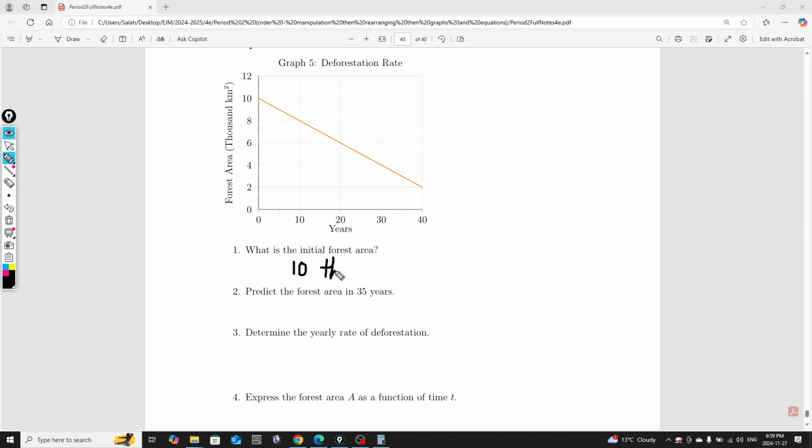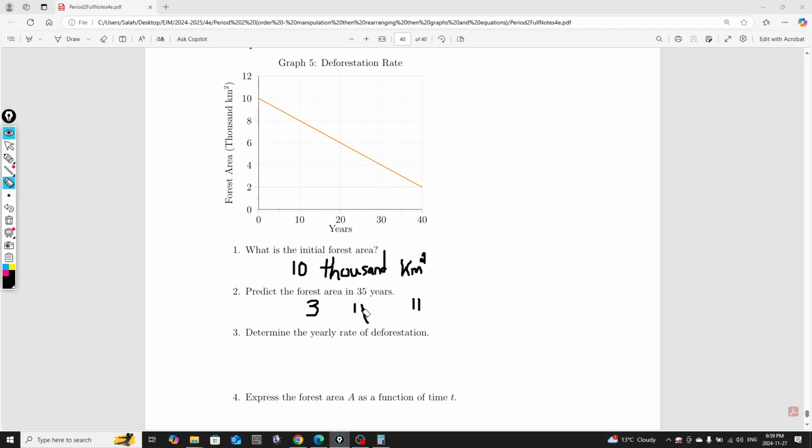Maybe I'll just write that down. I'll just write down 10,000 kilometers squared. I hesitate to write 10,000 numerically, like 1, 0 and then followed by 3 zeros, just because it is on the graph here as 10, and I don't want you guys to be getting confused about that, right? So the y-intercept is 10, keeping in mind that this 10 is in 1,000 kilometers squared. Okay, so predict the forest area in 35 years. In 35 years, it looks like the forest area is going to be at 3. Yeah, so 35 is at about 3. So 3 and then 1,000 kilometers squared.